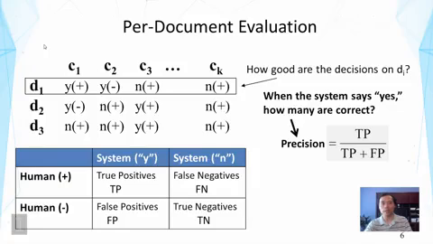So when the system says yes, we can ask the question, how many are correct? What's the percent of correct decisions when the system says yes? That's called precision.